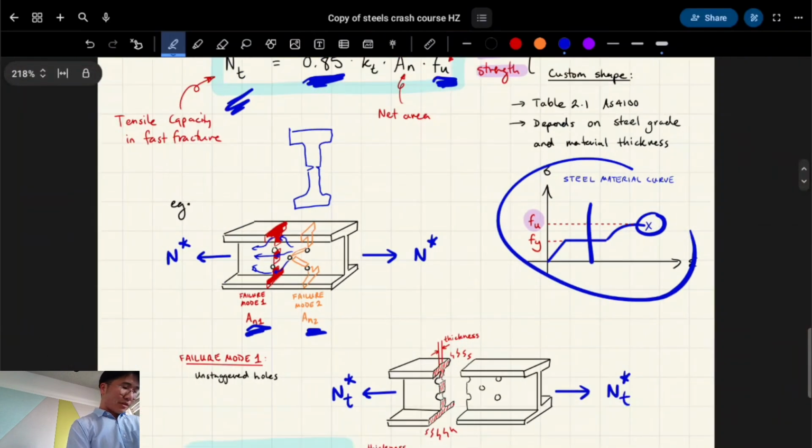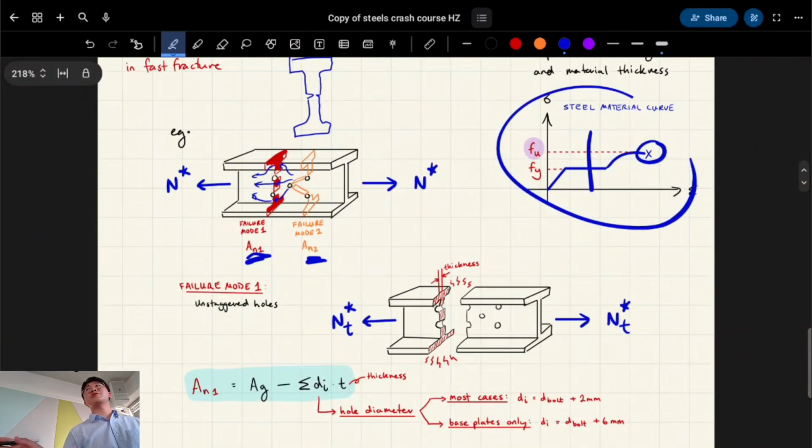Do you guys want your break now? That's the end of tension. So we can go over compression, flexure, maybe connections if we have time.